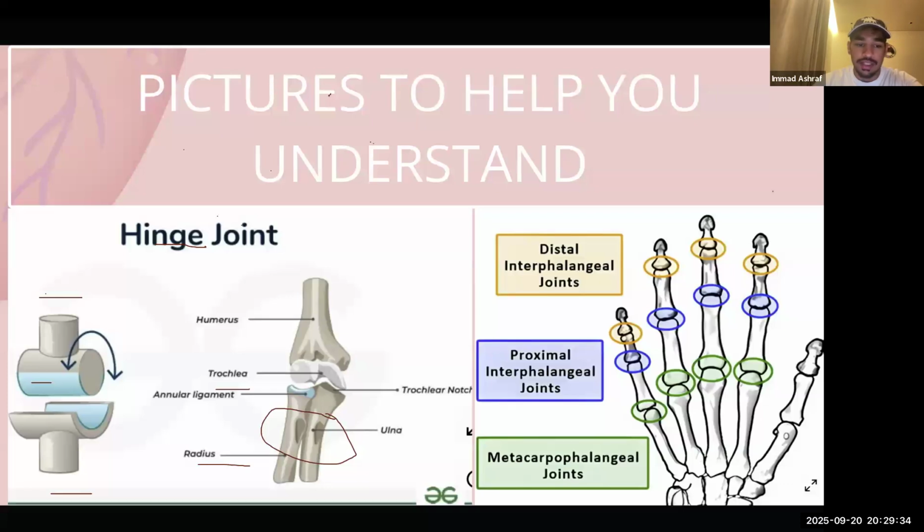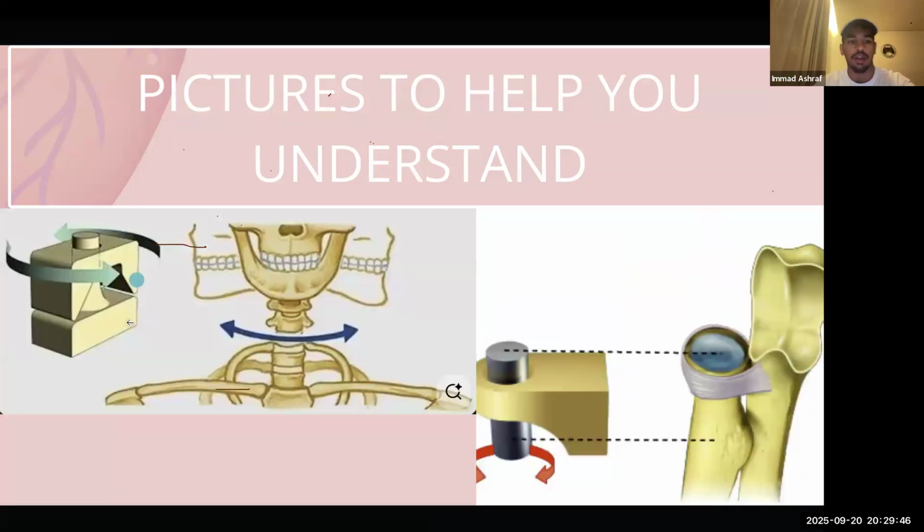And then we'll move to the next slide now, because there's still one more thing I want to explain in these kinds of joints. So this joint on the left side, can anyone tell me what kind of joint this is? Pivot joint. Excellent. This is the joint between the axis and the dens. The vertebra C1 is called the axis, and the joint that it forms is a pivot joint. So only left or right.